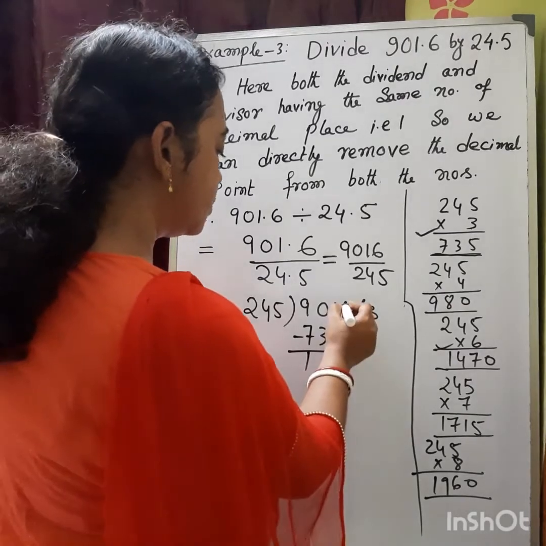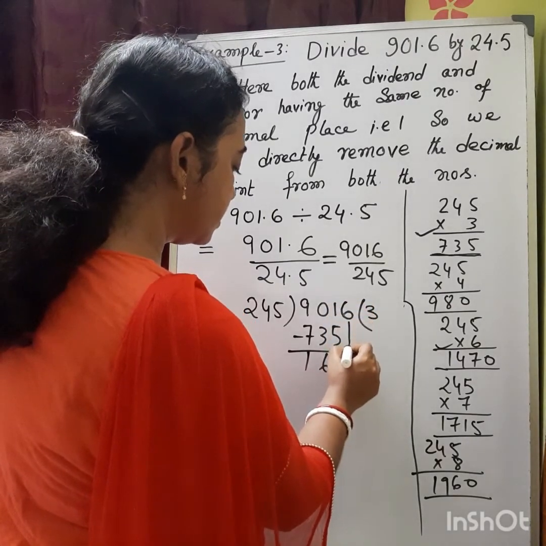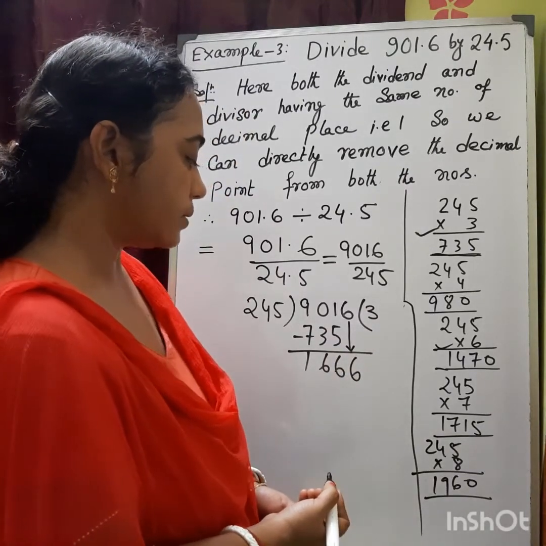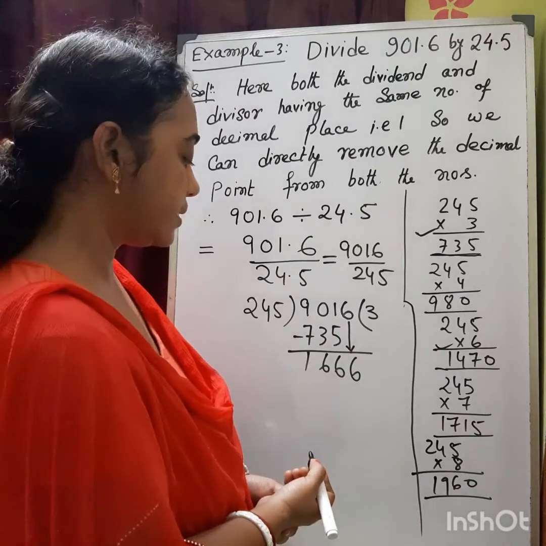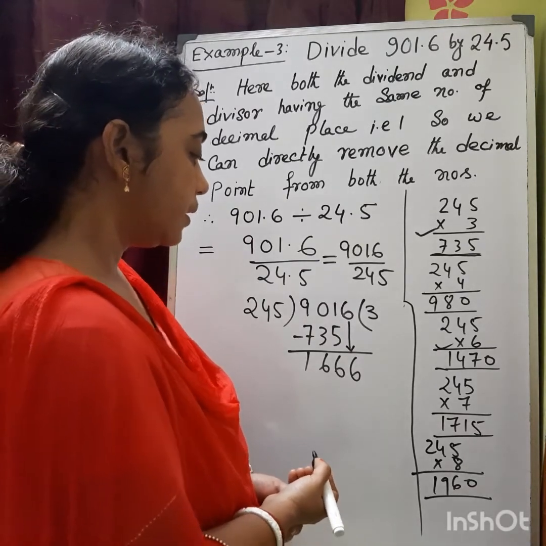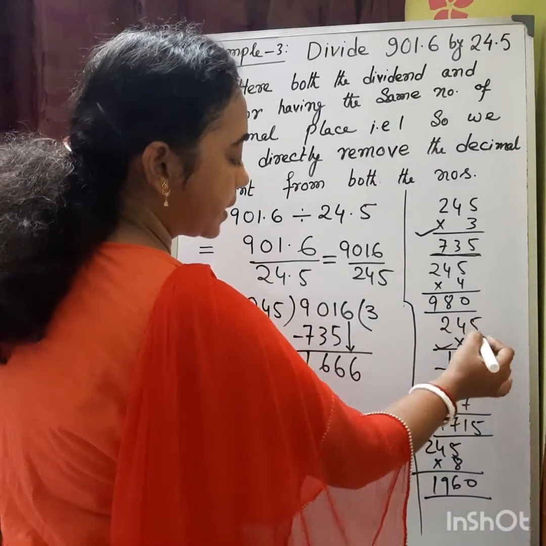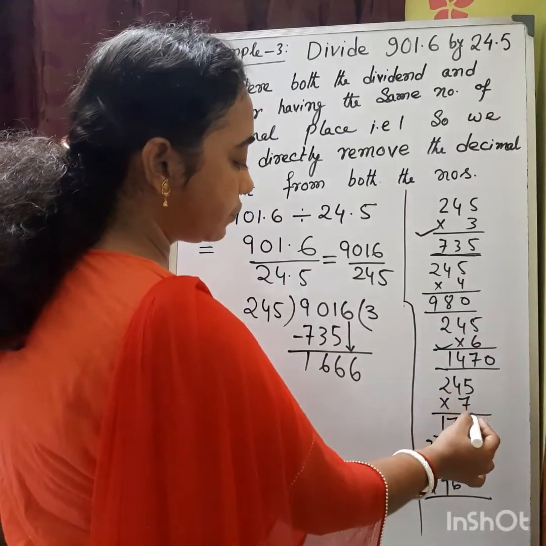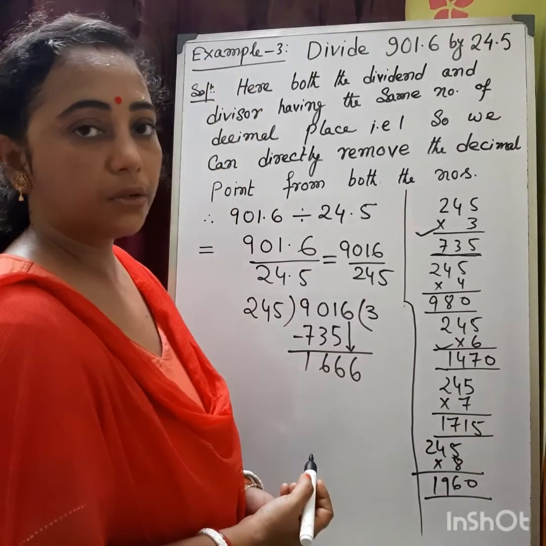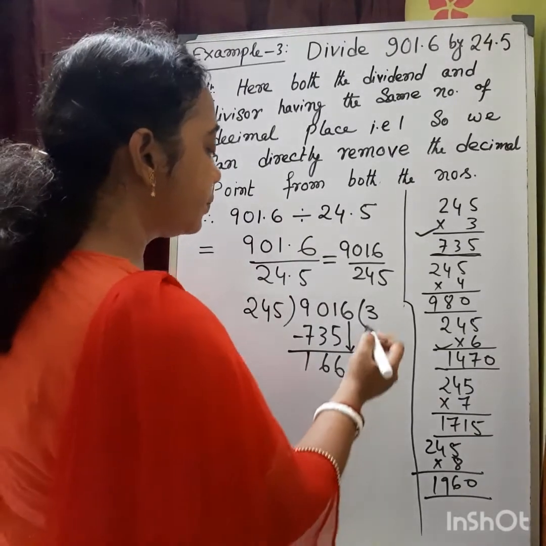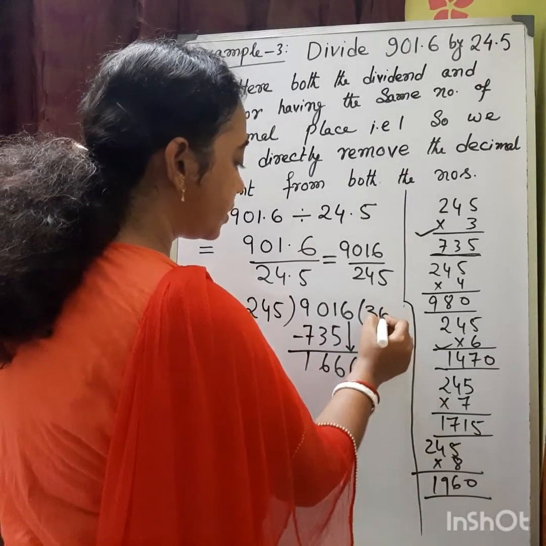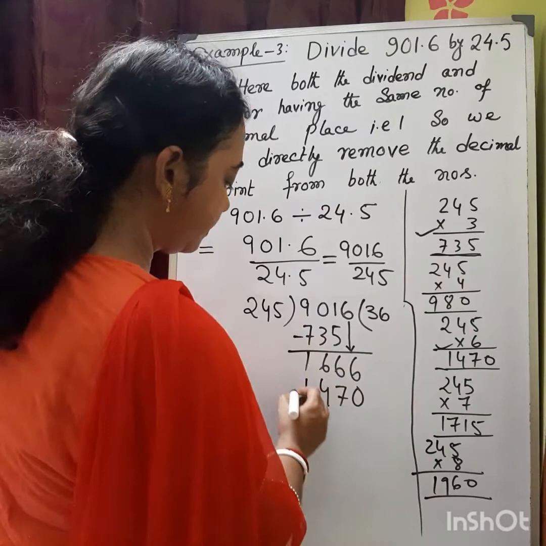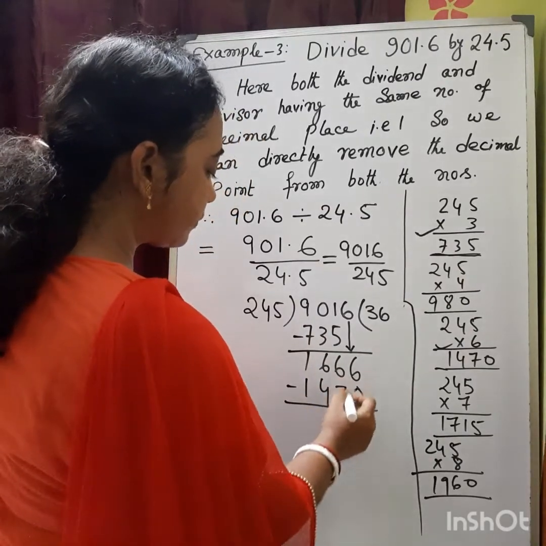Now still one digit is left here, so we bring down the next digit, that is 6, to the right side of this number. So here we are getting 1666. Now again, if we multiply 245 by 6, we get the product as 1470, and if we multiply 245 by 7, we get 1715, which is greater than 1666. So we put 6 as the quotient, and we write the product as 1470. So after subtracting, we are getting here 196.